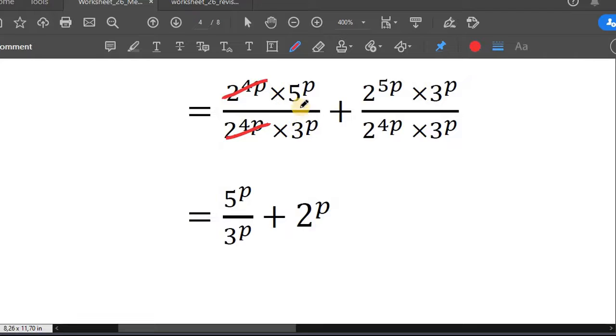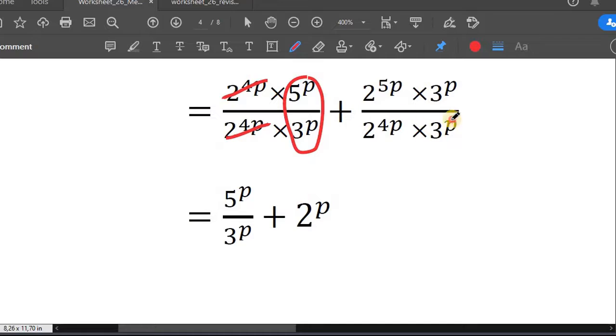5p over 3p. Now why can't I say, let's just make it 5 over 3 and figure out p's, because they will cancel out each other? They will not. Reason being, remember we said when you divide and have the same bases, then we can subtract our exponents. But in this case, we don't have the same base. We have 5 and we have 3. So therefore, we've got to take the whole thing down.